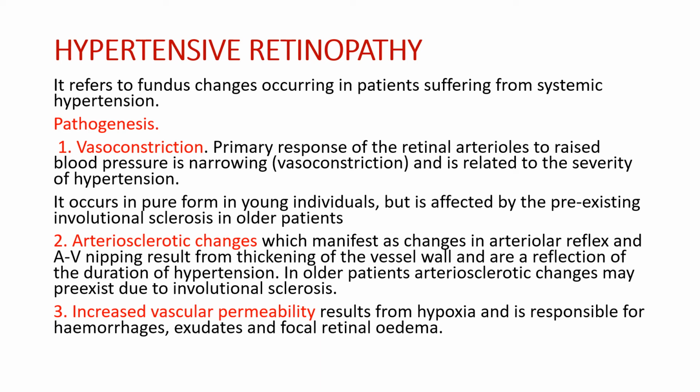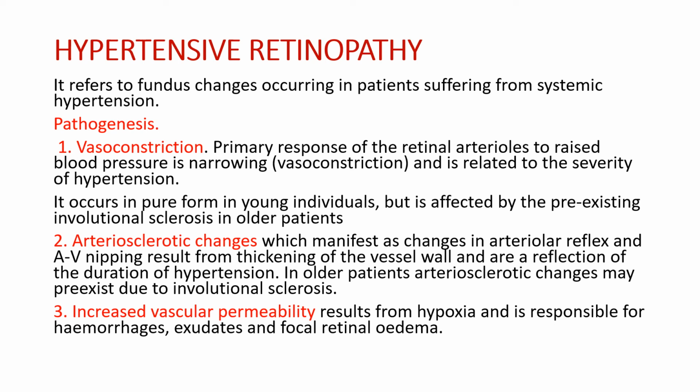Vasoconstriction. The primary response of retinal arterioles to raised blood pressure is narrowing or vasoconstriction and is related to the severity of the hypertension. It occurs in pure form in young individuals but is affected by the pre-existing involutional sclerosis in older patients. So primary response of arterioles to blood pressure is vasoconstriction. That is one important point.